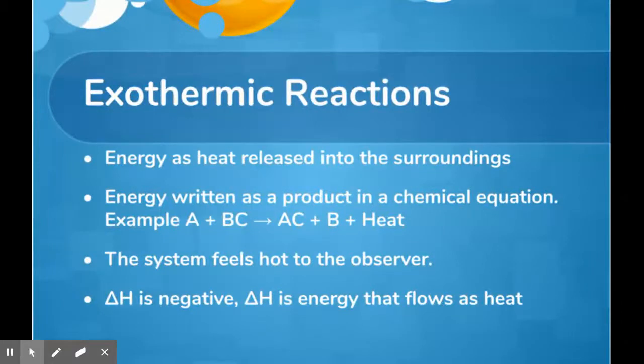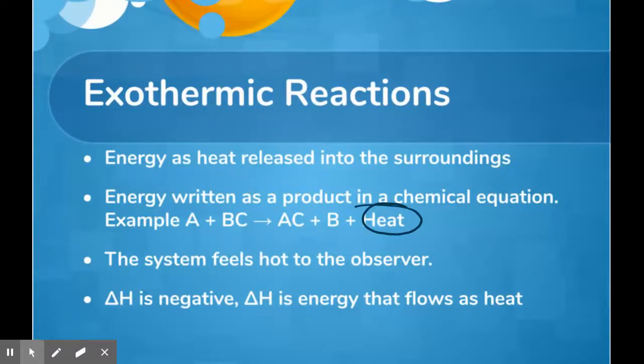So now let's get into today's lesson talking about exothermic reactions. An exothermic reaction has certain characteristics that let you know that it's exothermic. Energy as heat is released into its surroundings, so it will make its surroundings feel hot or warm to the observer. When we're writing an equation for an exothermic reaction, we write heat as a product since heat is released.